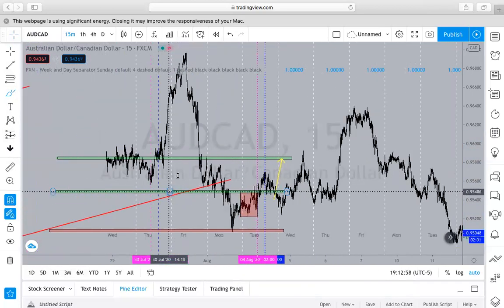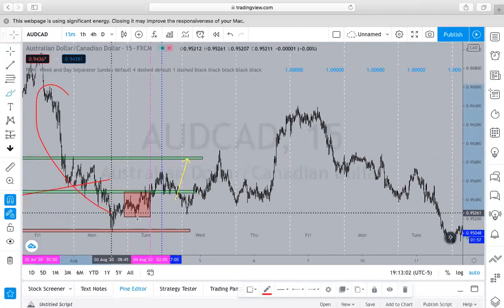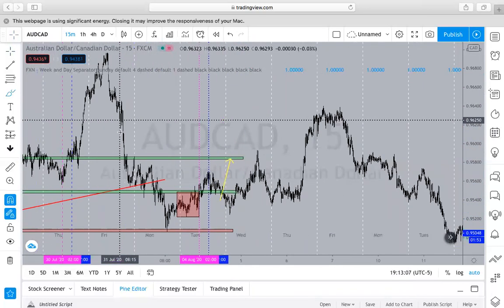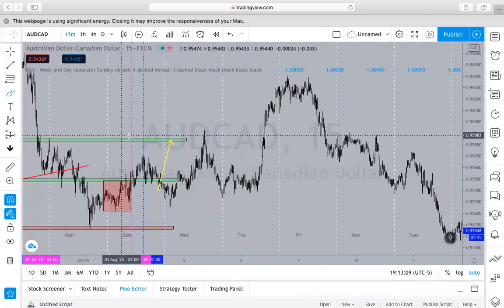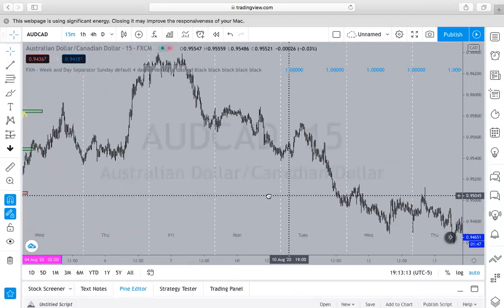The manipulation was to the downside, of course. Why? Because of this, all this strong move to the downside. Retail traders look for that. So you have to find the manipulation. You do that due to backtesting.